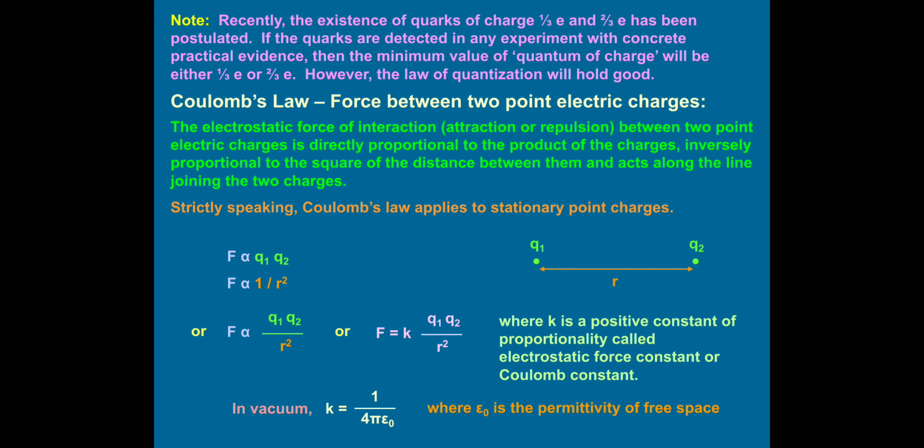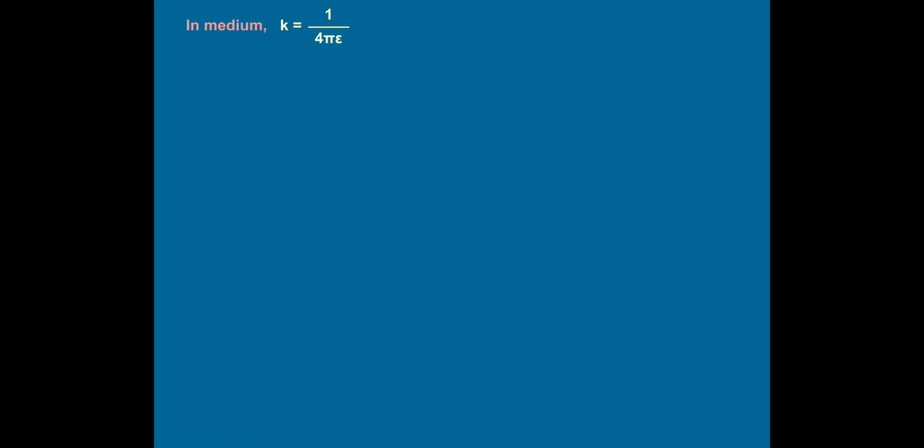So what you have to do? If you want to calculate the force between two charges, then just put the formula F is equal to k q1 q2 by r square. And in place of k, you can put 1 by 4 pi epsilon naught. In vacuum, it was 1 by 4 pi epsilon naught. In medium, it is k is equal to 1 by 4 pi epsilon, where epsilon is the absolute electric permittivity of dielectric medium.